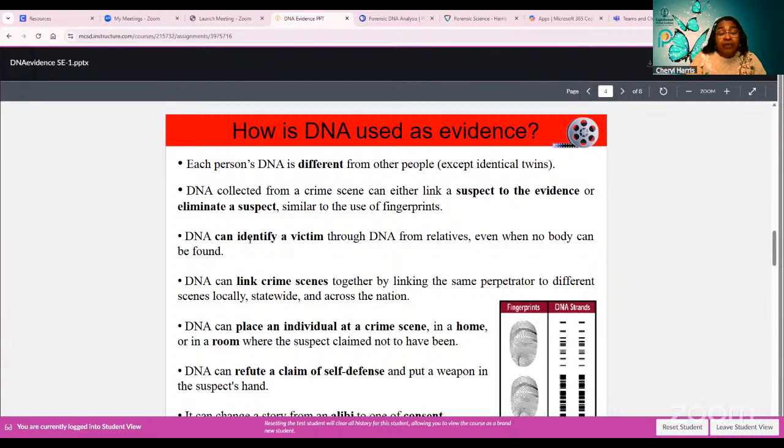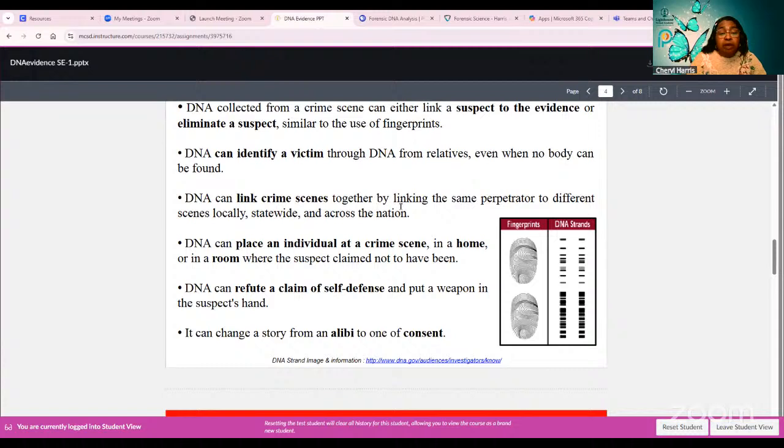DNA can identify the victim through DNA from relatives, even though nobody can be found. DNA can link the crime scene together by linking the same perpetrator to different scenes locally, statewide, and across the nation. So this is how they get serial killers who've done crimes in different states, is that they have DNA evidence from the victim or the crime scene, and they compare it. When they notice that there's a similar pattern to the crime, they start comparing the DNA evidence.